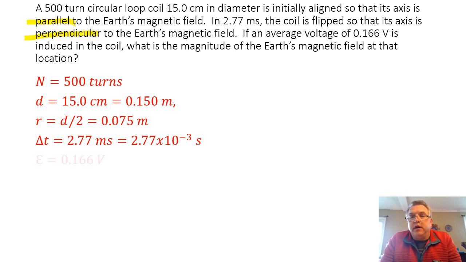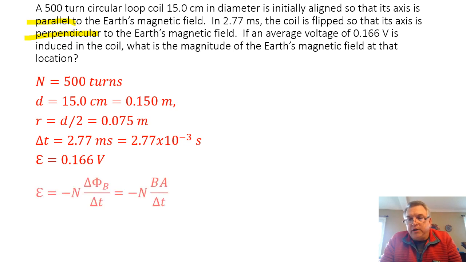We are also told that the induced EMF in the coil is 0.166 volts. And we are being asked to find the magnitude of the magnetic field. So I need to use Faraday's equation for this problem. And remember this symbol right here, which is my Greek letter epsilon. I know that epsilon is my symbol for the induced EMF, and that reads the same as a voltage. So we can just treat that the same as voltage for our purposes here.